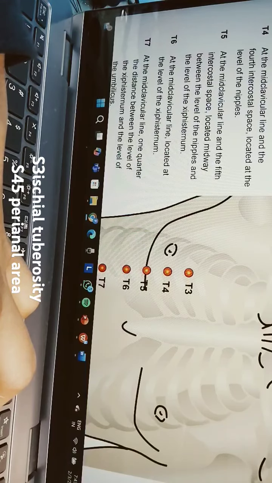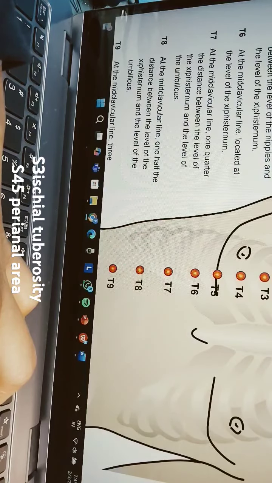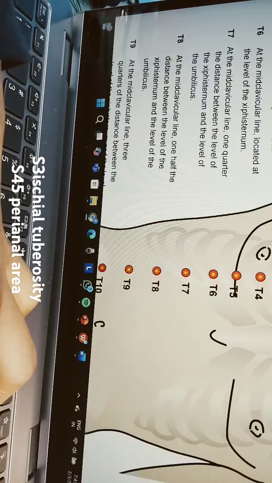T5: mid-clavicular line, fifth intercostal space, midway between the level of the nipple and the level of the xiphisternum. T6: at the mid-clavicular line at the level of the xiphisternum. T7: mid-clavicular line, 1/4 distance between the level of the xiphisternum and the level of the umbilicus.